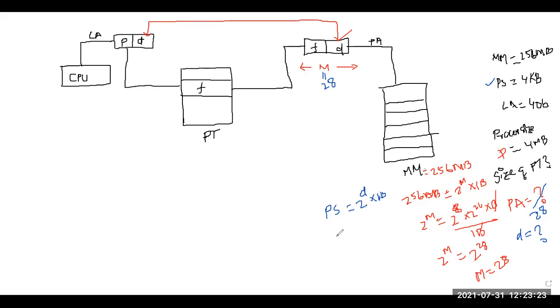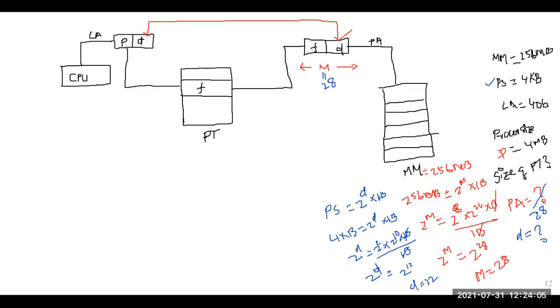What is the page size? Page size is 4 KB. Now this will be equal to 2 to the power of d into 1 byte. 4 can be written as 2 to the power of 2, and KB as 2 to the power of 10, divided by 1 byte. Now this cancels. So 2 to the power of d is equal to 2 to the power of 12. Now d equal to how much? d equal to 12.